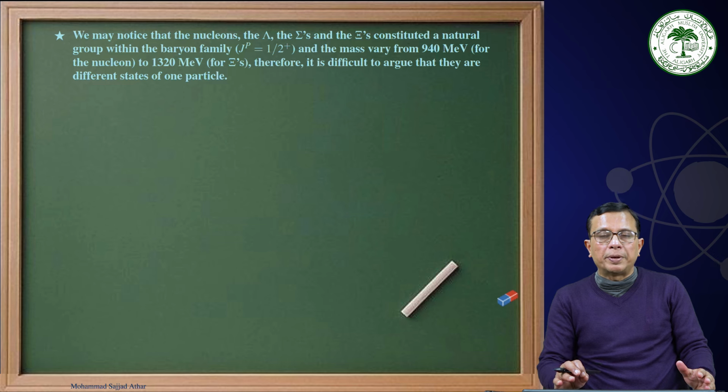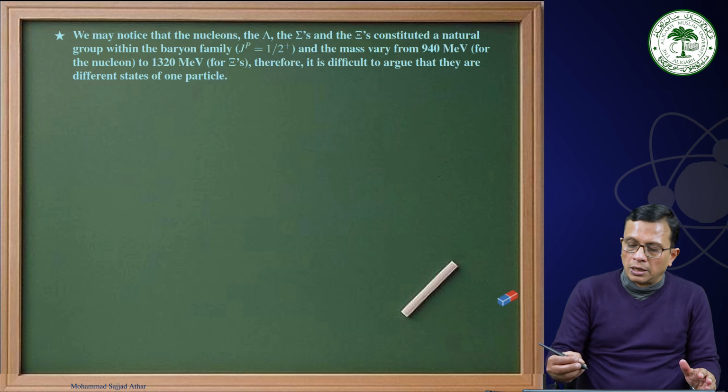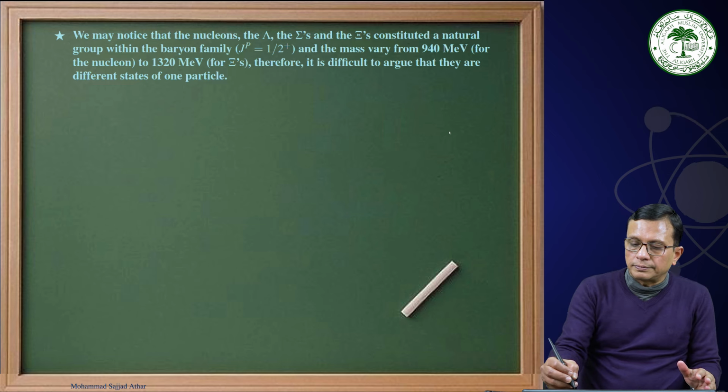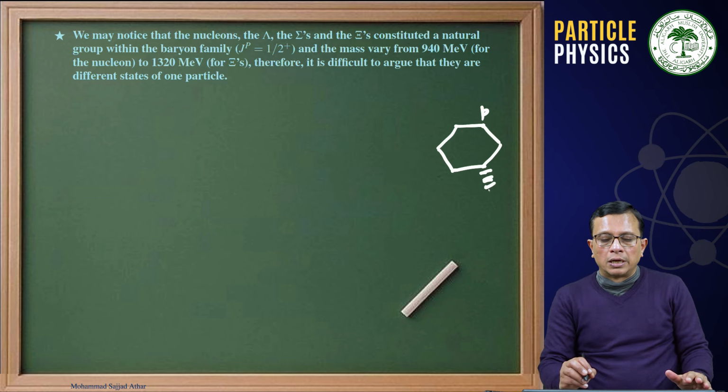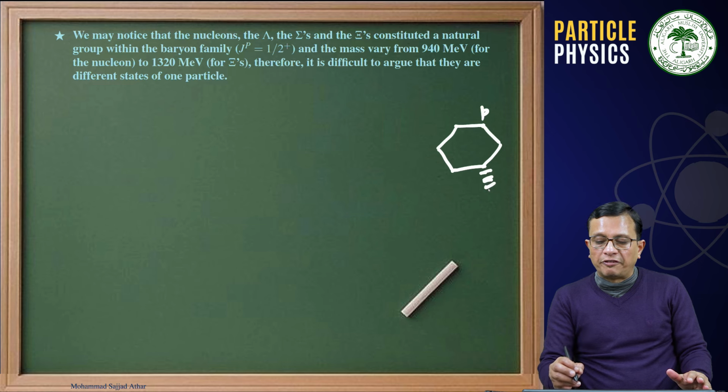Now, let us start with what we have noticed, that the nucleons, lambda, sigma, and cascade constituted a natural group within the baryon family, all having spin half and positive parity, and the mass varies from 940 MeV for the nucleon to 1320 MeV for the cascade. Remember this pattern, proton, and we have cascade here. Therefore, it is difficult to argue that they are different states of one particle.